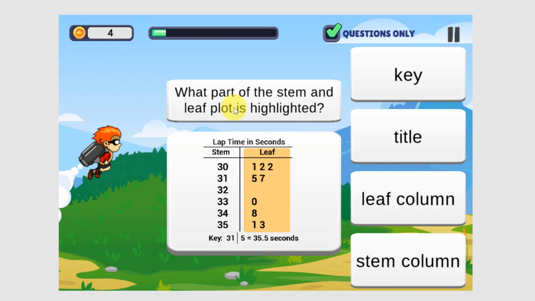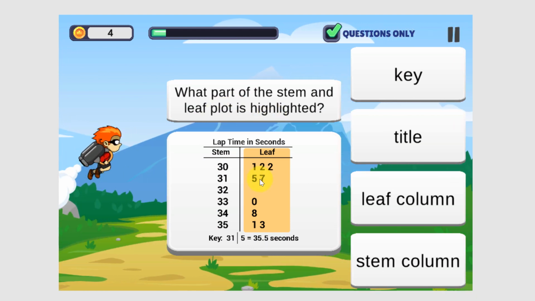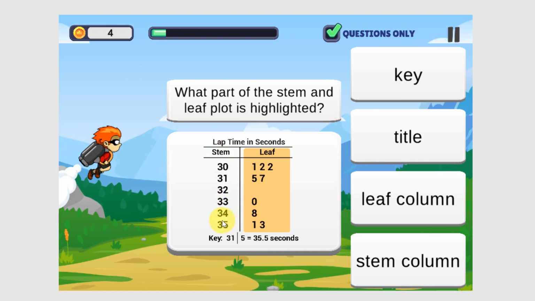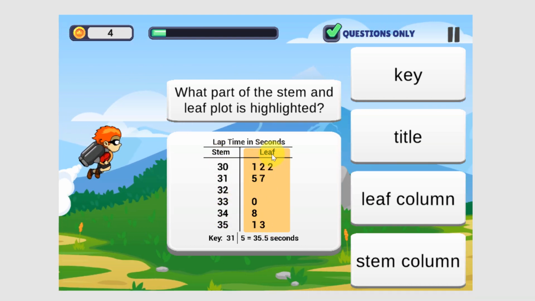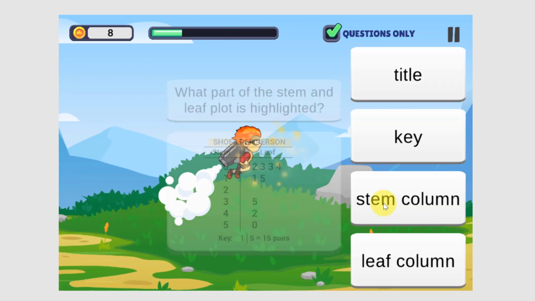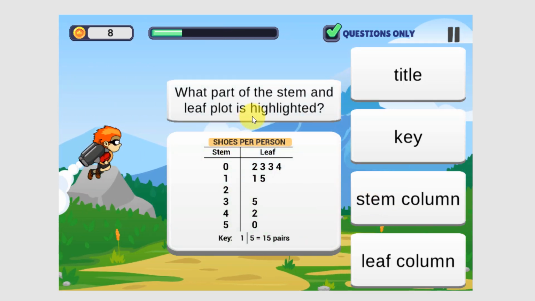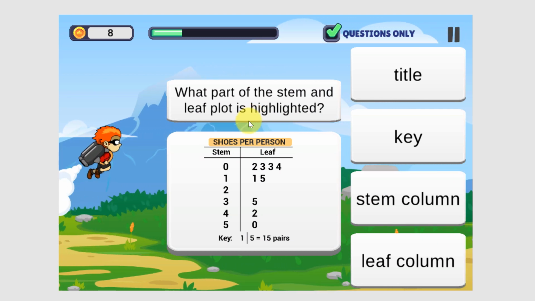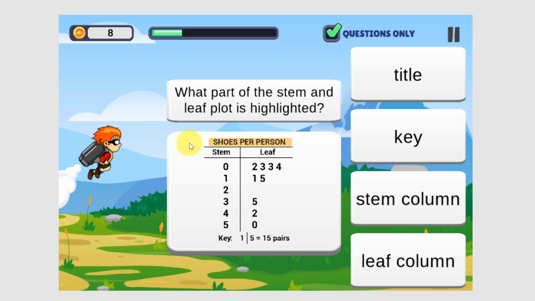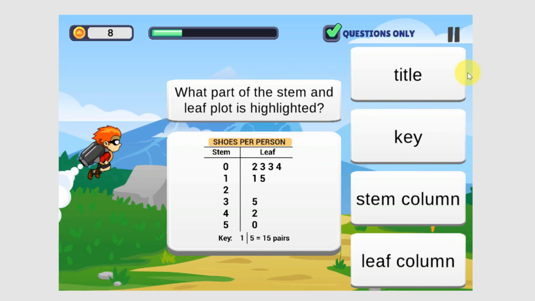What part of the stem and leaf plot is highlighted? Well, last we saw the stem was highlighted, now the leaf is highlighted. So this is called the leaf column. What part of the stem and leaf plot is highlighted? Shoes per person. Well, that would be the title. The title occurs on top.